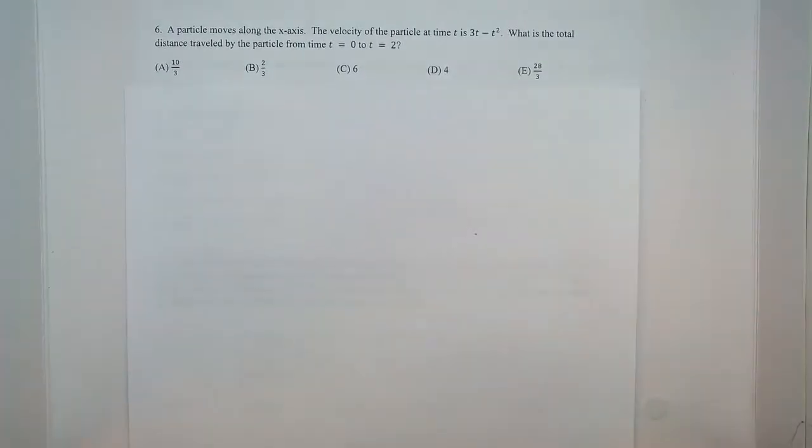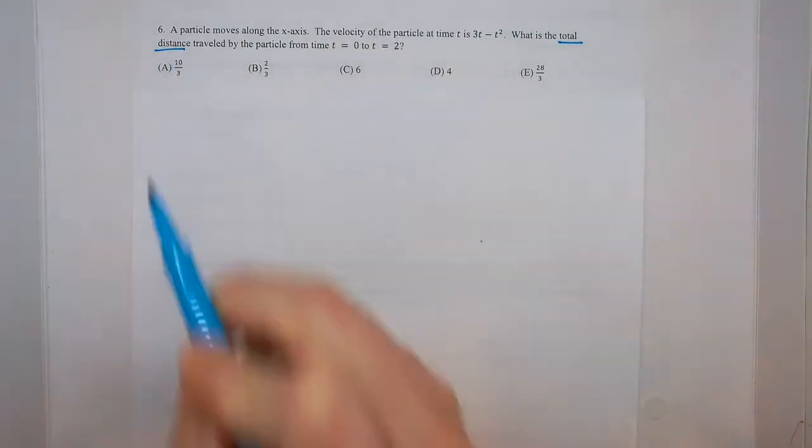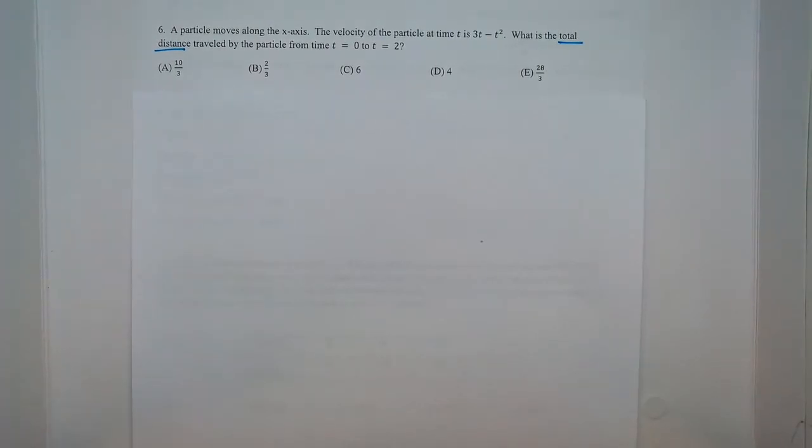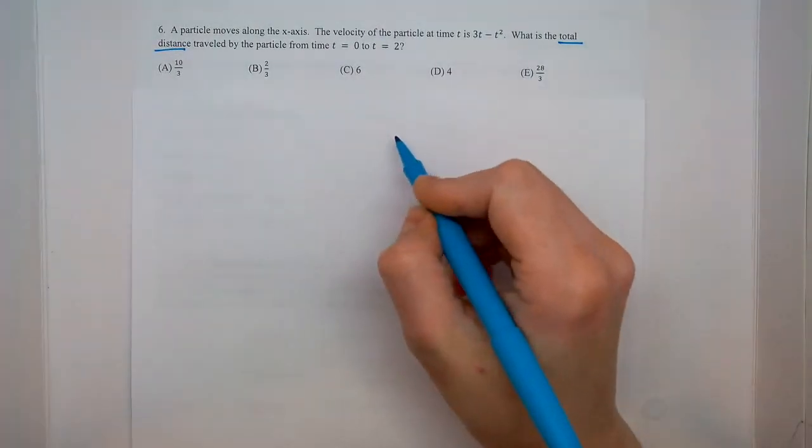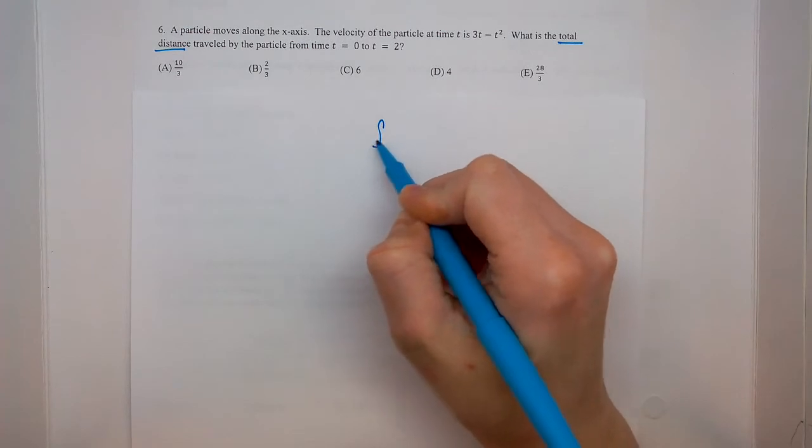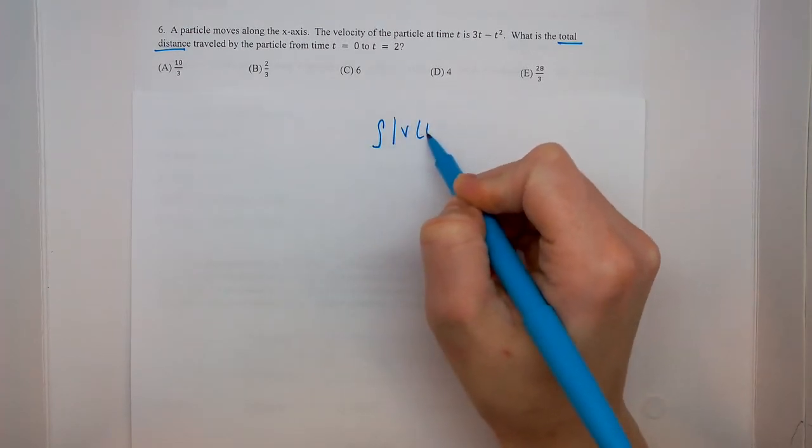Okay, let's look at number 6. It says a particle moves along the x-axis. The velocity of the particle at time t is 3t minus t squared. What is the total distance traveled from 0 to 2? So when you see total distance, what you're going to want to do is take the antiderivative of the absolute value of the velocity.